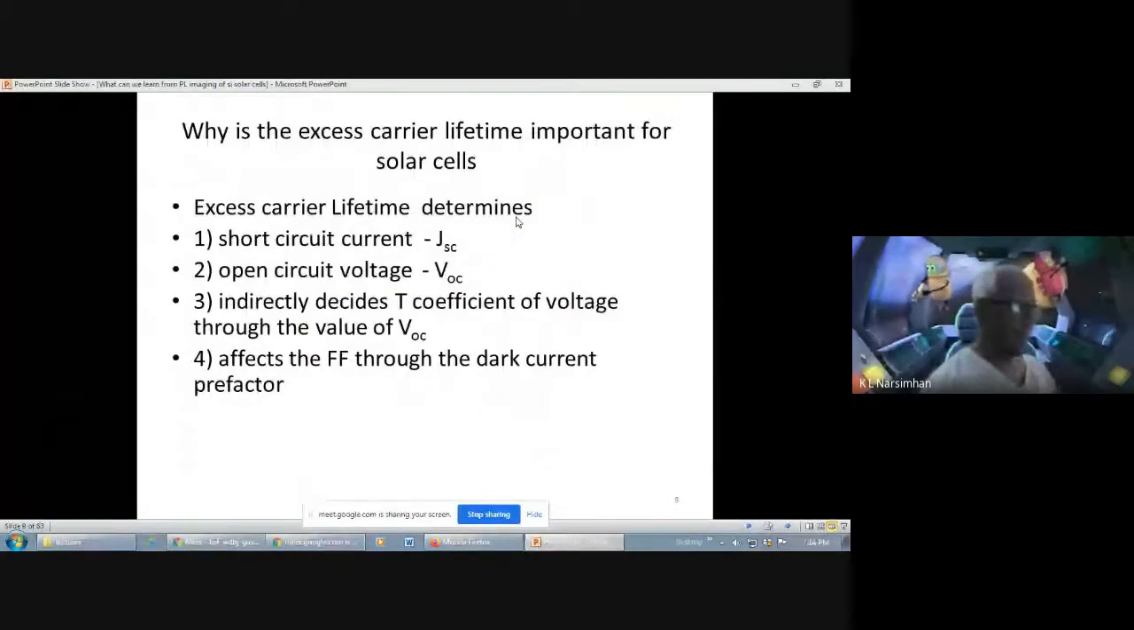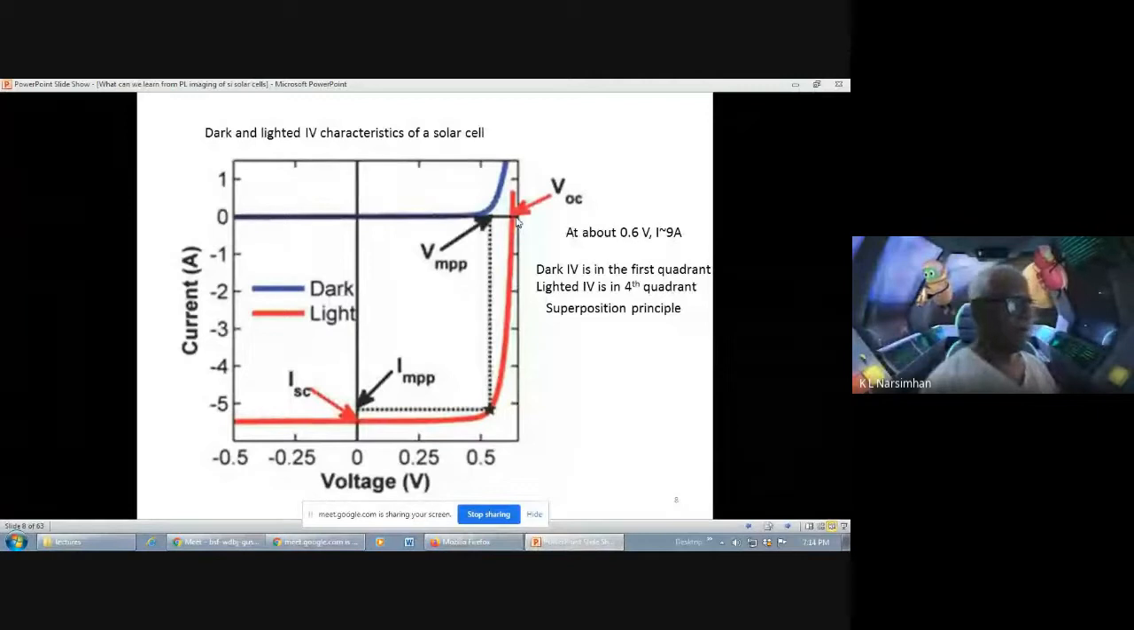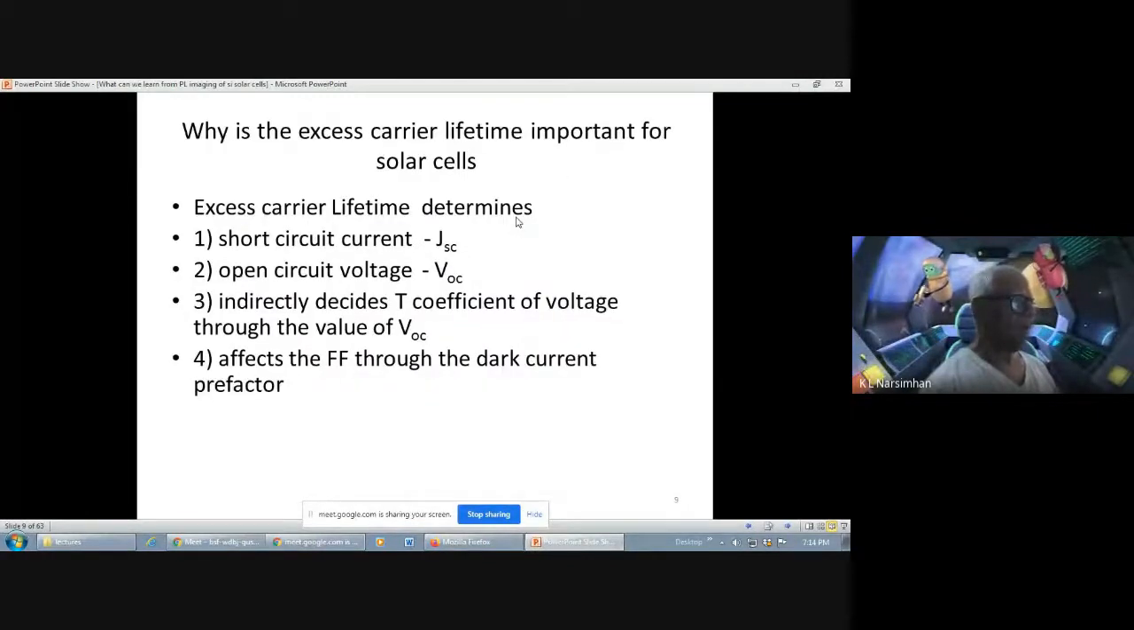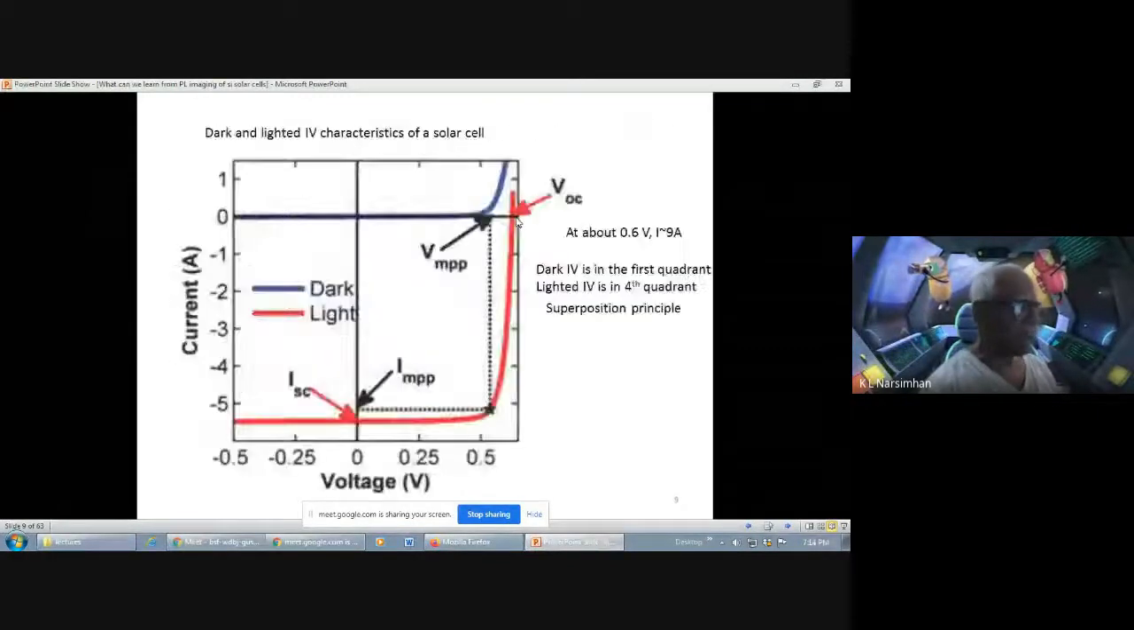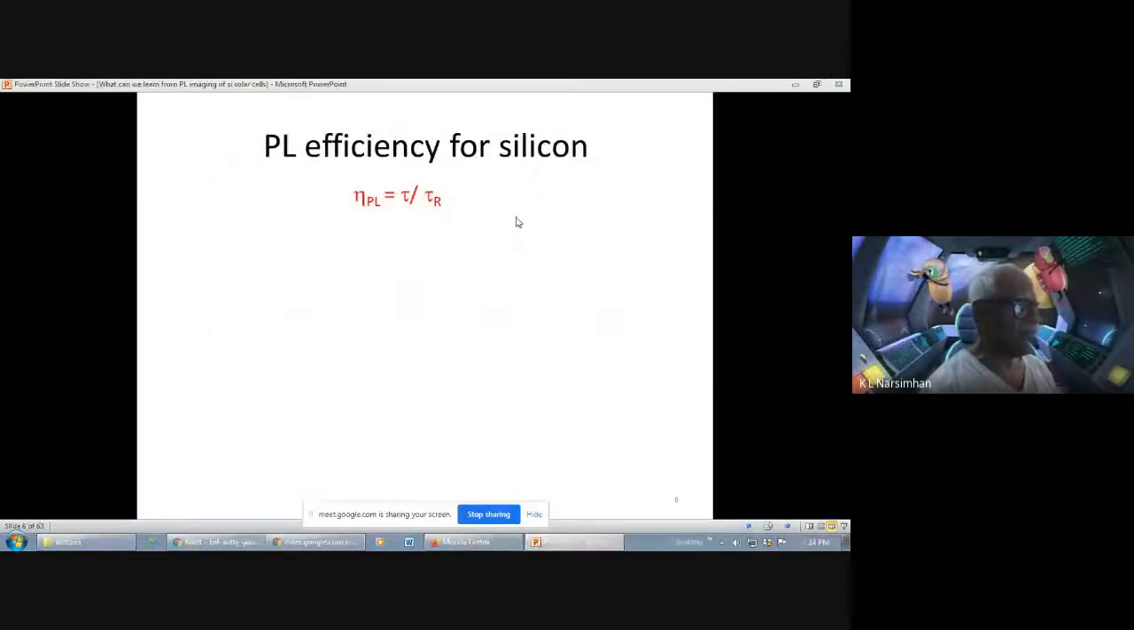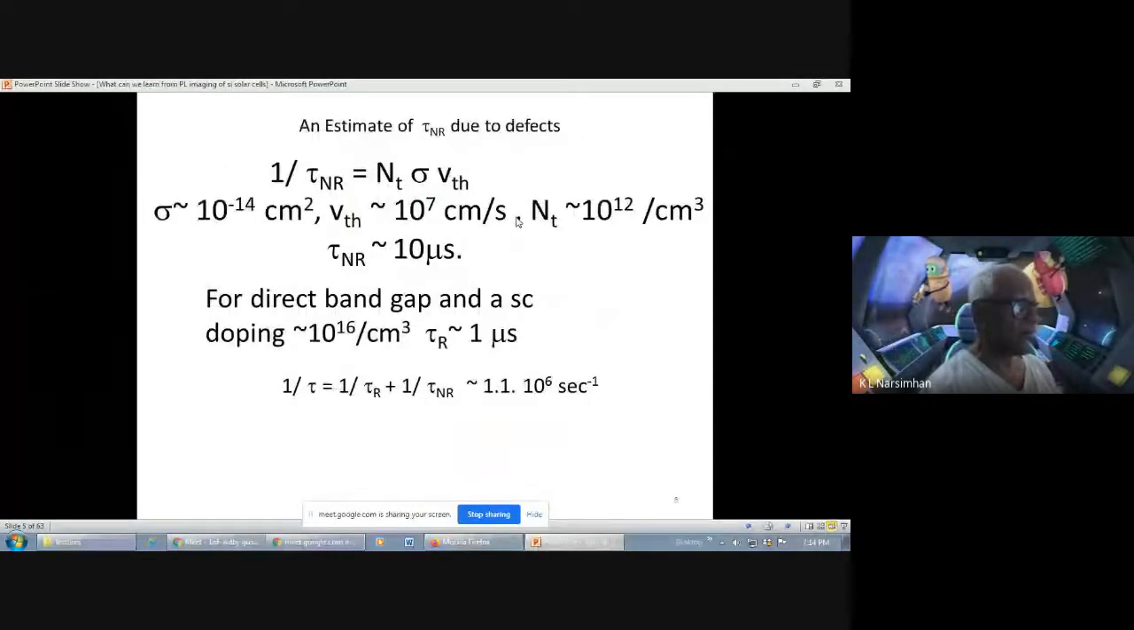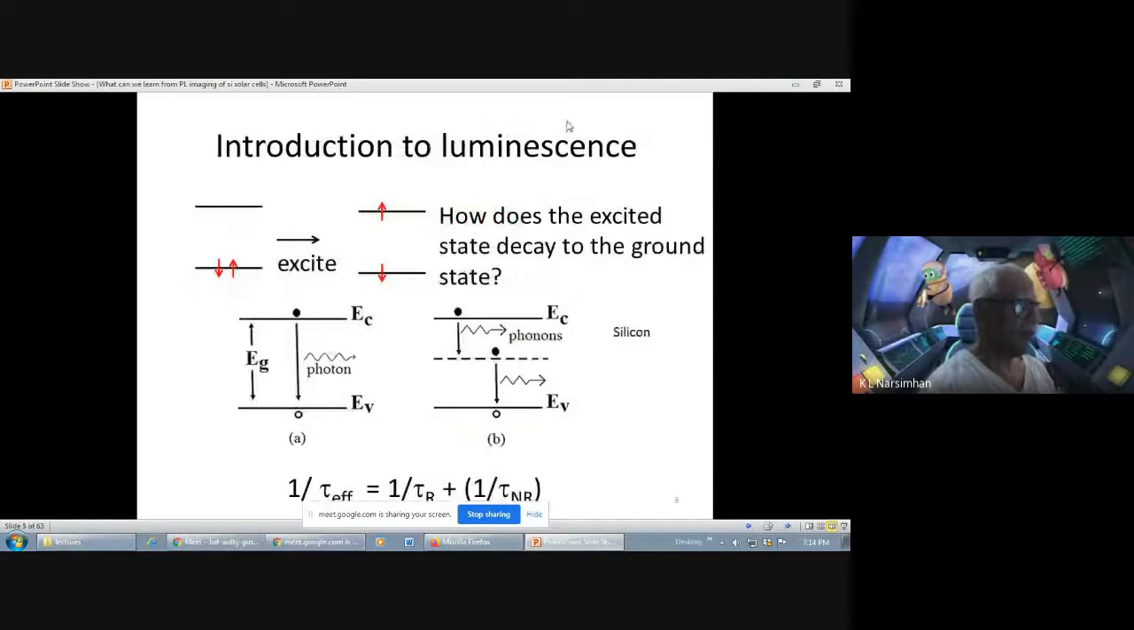Okay. Now, I told you that we have this lifetime. What was this lifetime? When you shine light, let me go back here. When you shine light, you create electron hole pairs, so you create excess carriers. And when you create excess carriers, the lifetime is the excess carrier lifetime, and I will call that the same thing as the lifetime throughout this talk.